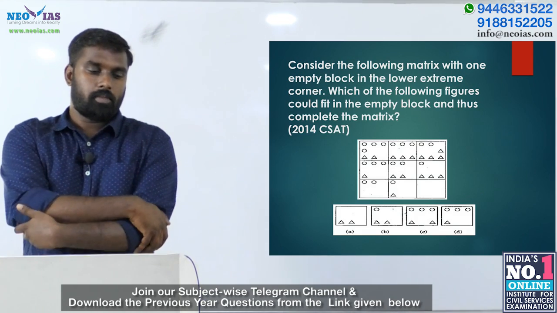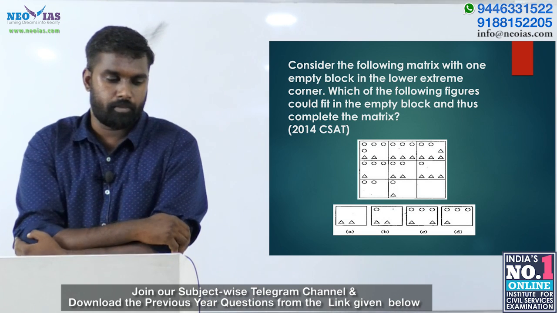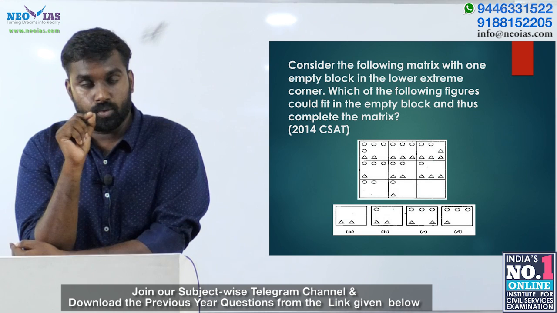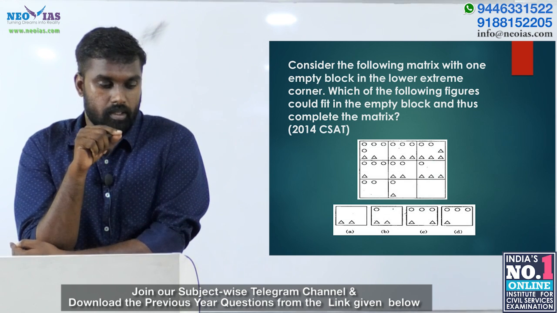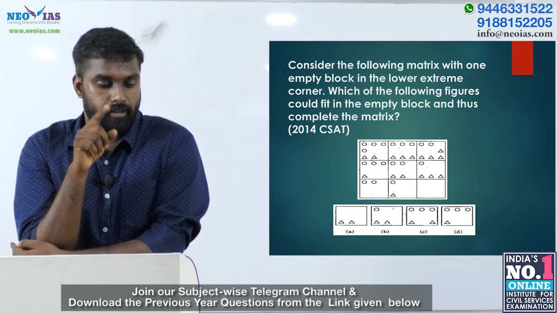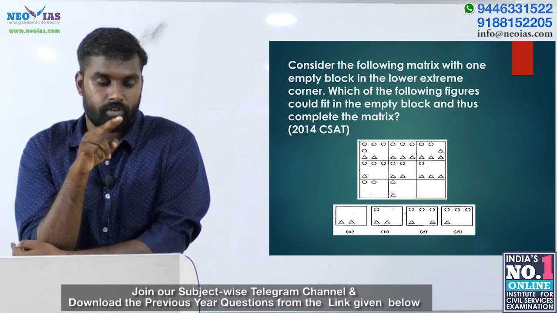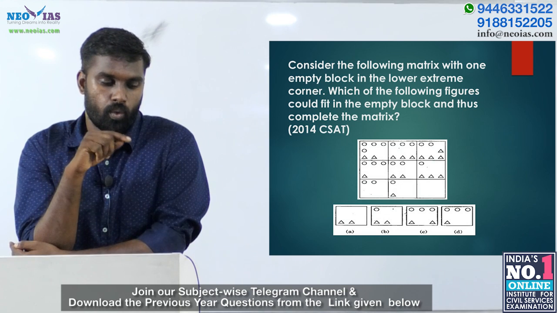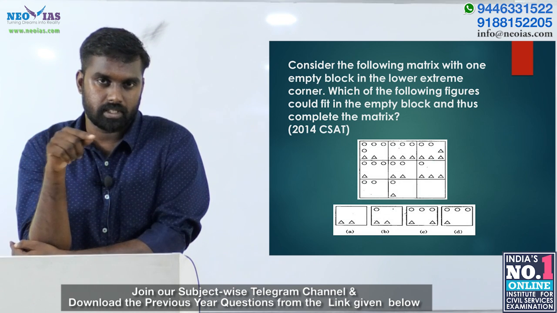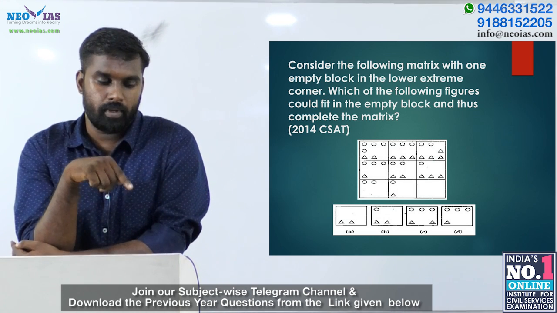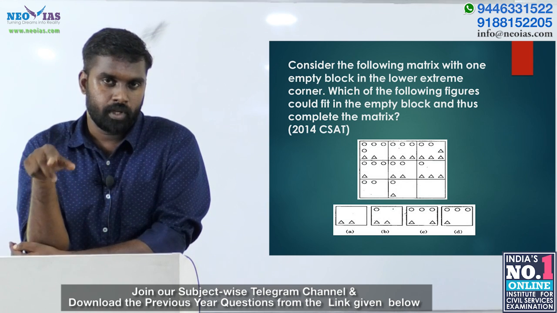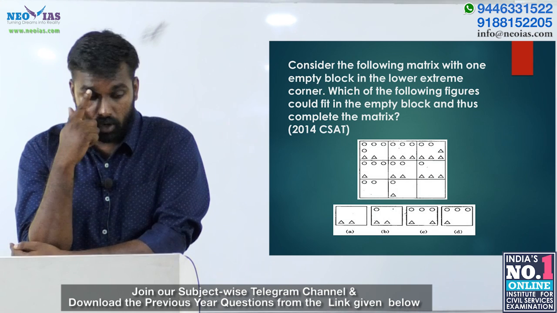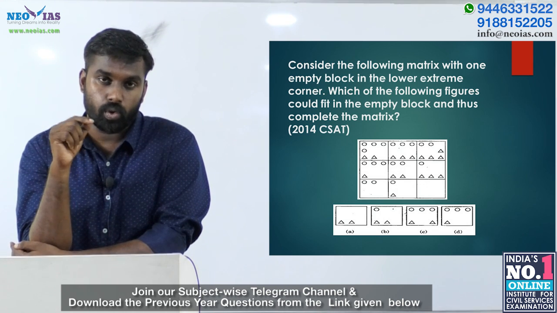Next one, consider the following matrix with one empty block, same as before. Here two things are given: one is a circle, the second is a triangle. The pattern of triangles in the first row, from left to right, is 2, 3, 4. In the second row, 1, 2, 3, just like a series, right? So in the third row it will be 0, 1, 2, right? So we need to find the empty space in the bottom right corner, where there should be two triangles.